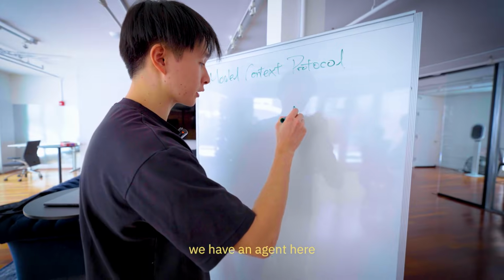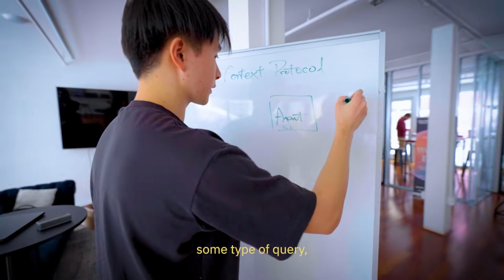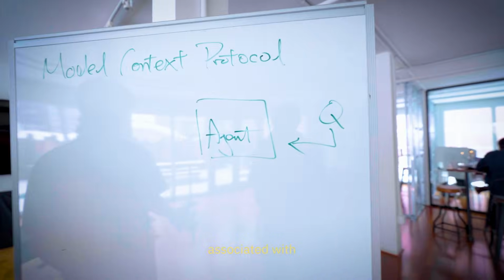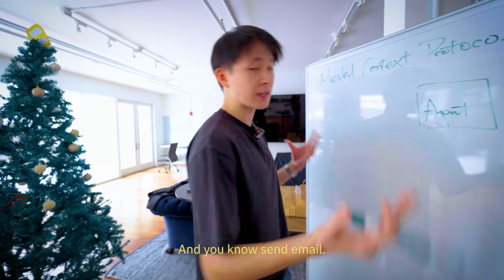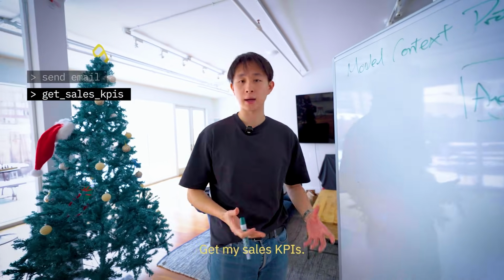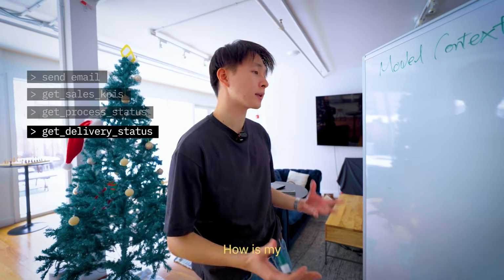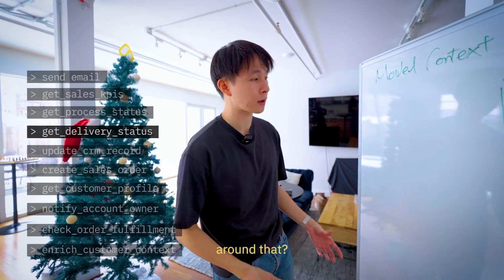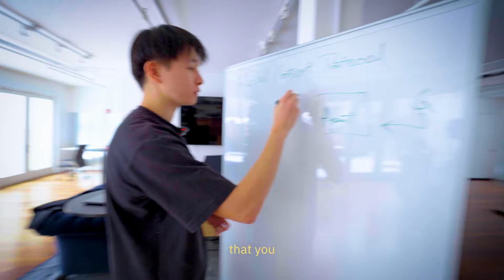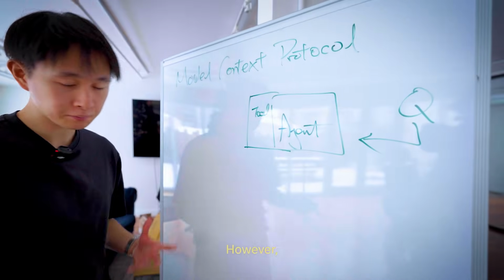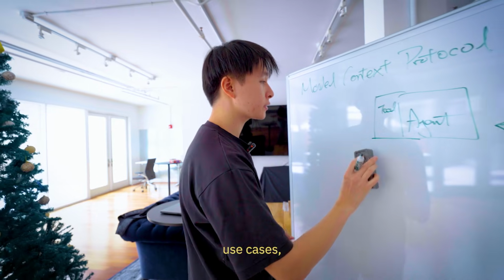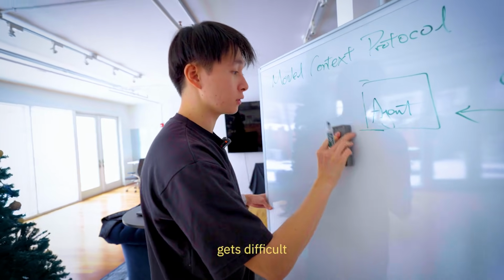Let's say we have an agent here. You want to handle some type of query, and so you develop a bunch of tools associated with that agent. It gets mounted and it's used by that agent, right? Send email, get my sales KPIs, how is this process going? How's my delivery going? What's the status around that? Those are tools that you natively embed within your agent. However, when you want to get to more complex use cases, that really gets difficult to manage.